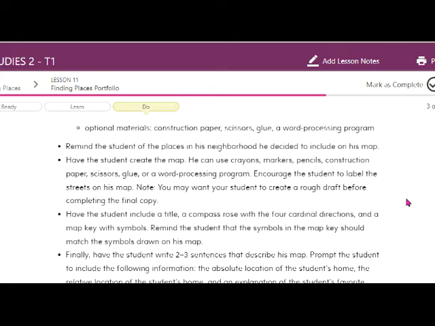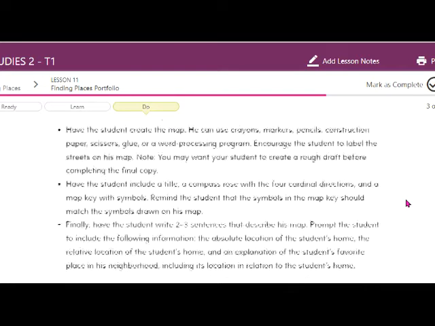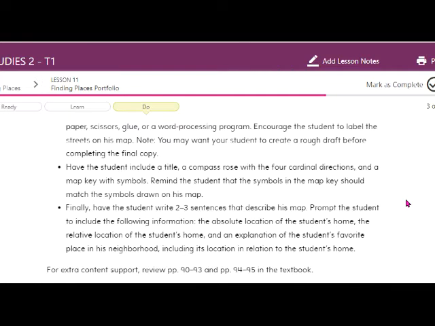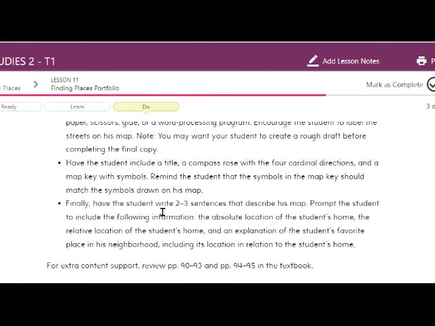Label the streets on your map, and you want to include that title, that compass rose, and the map key. Remember that the symbols in the map key should match the symbols that you've drawn on your map. So make your map first and then make your key. Don't make your key and then make your map. Do it the other way around. That way you know what you need in your key. All right, when you're done with your map, you're going to write 2 to 3 sentences that describe the map. You're going to include the absolute location of the student's home.